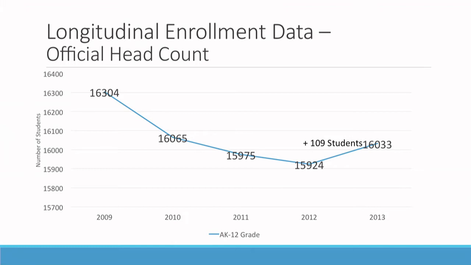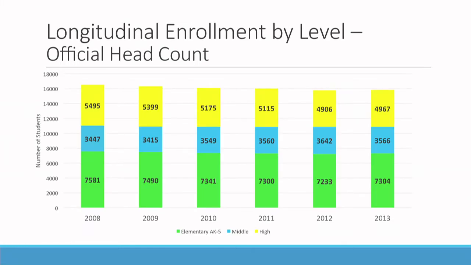And how that breaks out by level is, the green is the elementary, which is AK to 5, and you can see the difference between 2012 and 2013. The blue is the middle school level, and then the yellow is the students at the high school level. So you can kind of see we gained a few students at the elementary and at the high school level, lost a few at the middle school level, and that the difference between those numbers is that 109 students.